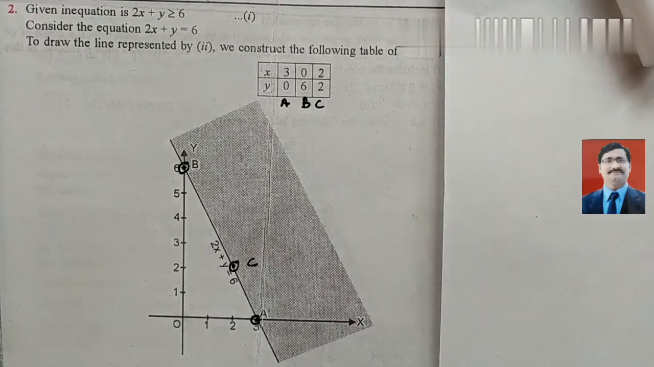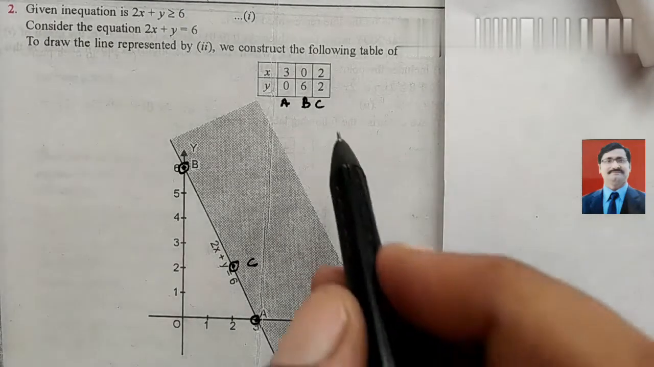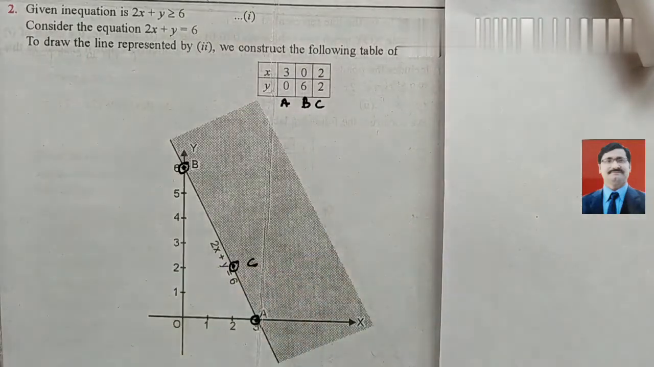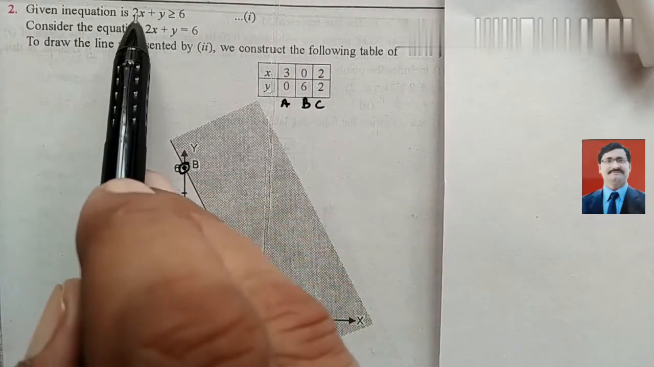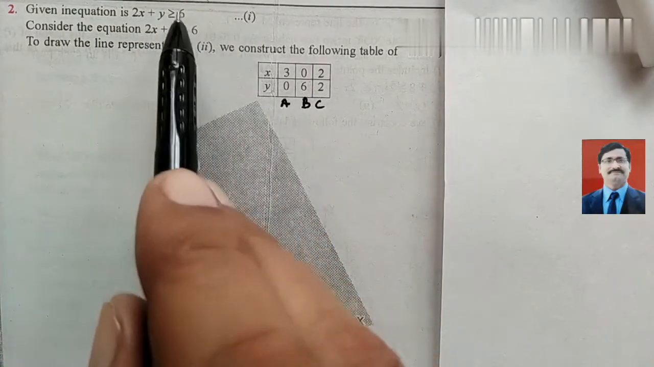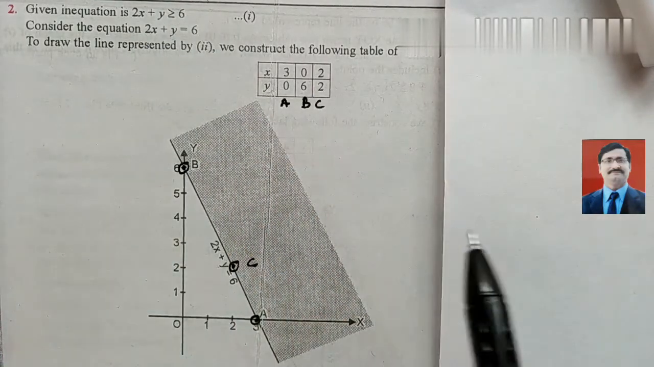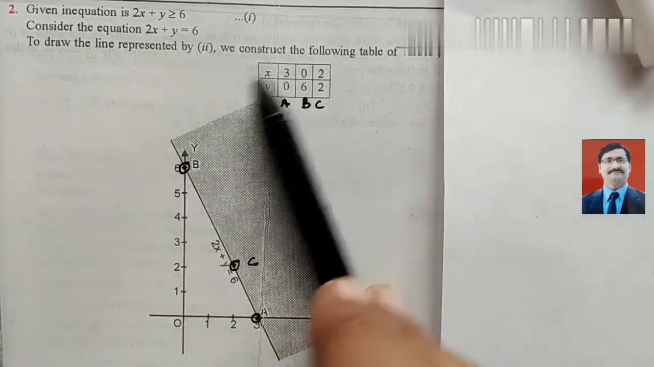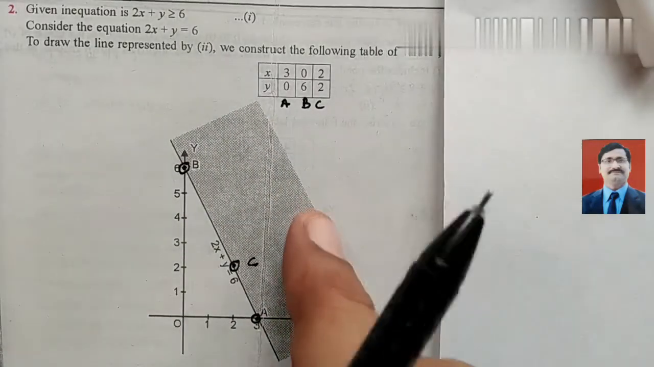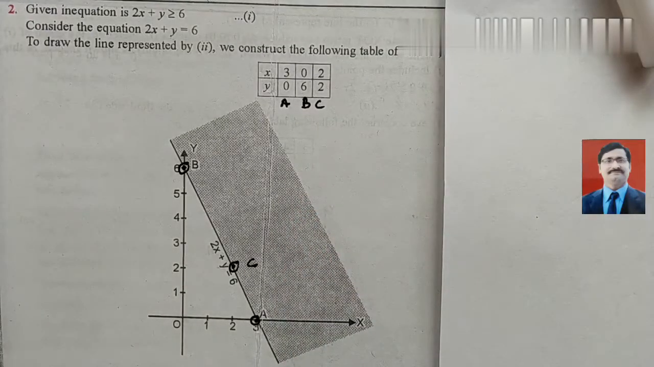Now you will join, you will get a line, and here also in this equation we will put 0, 0. 2x plus y, we put 0 and 0, which means 0 greater than or equal to 6. 0 greater than or equal to 6, no, it is false, which means we will take the opposite side, opposite to this. This region is called the solution region. All of you understand this?